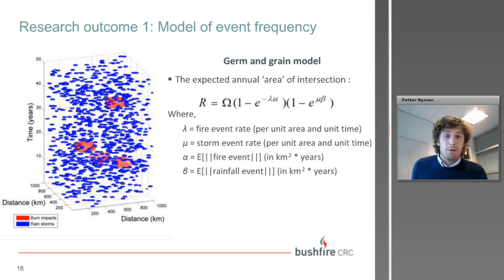Using information on the area and the duration of burns and storms, we can say something about the expected annual area of intersection. This annual area of intersection is directly proportional to the frequency with which a landscape is primed for a particular erosion response. These parameters we can obtain from the Bureau of Meteorology for the rainstorms, and for the size and frequency of fires, we can work with fire history data to obtain those parameters.